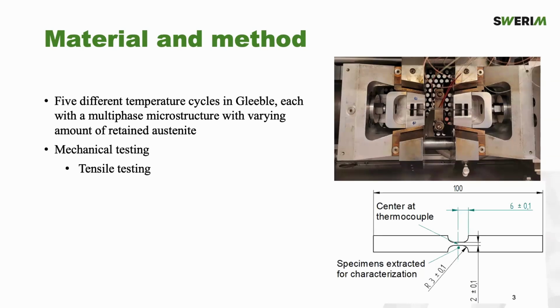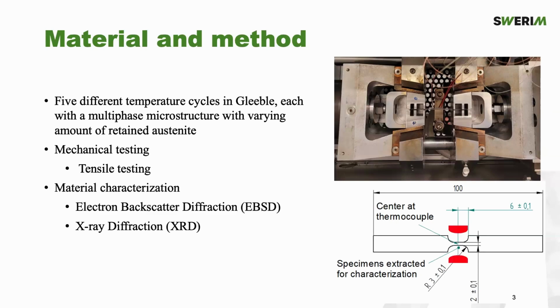So in order to evaluate the properties, we did some mechanical testing in the form of tensile testing. And here we can see the geometry of the tensile test that we performed. And here we can see the actual sample being heat treated in the Gleeble setup. What is good with this type of material is when you do EDM cutting here, you will also have some extra pieces that are very suitable for material characterization.